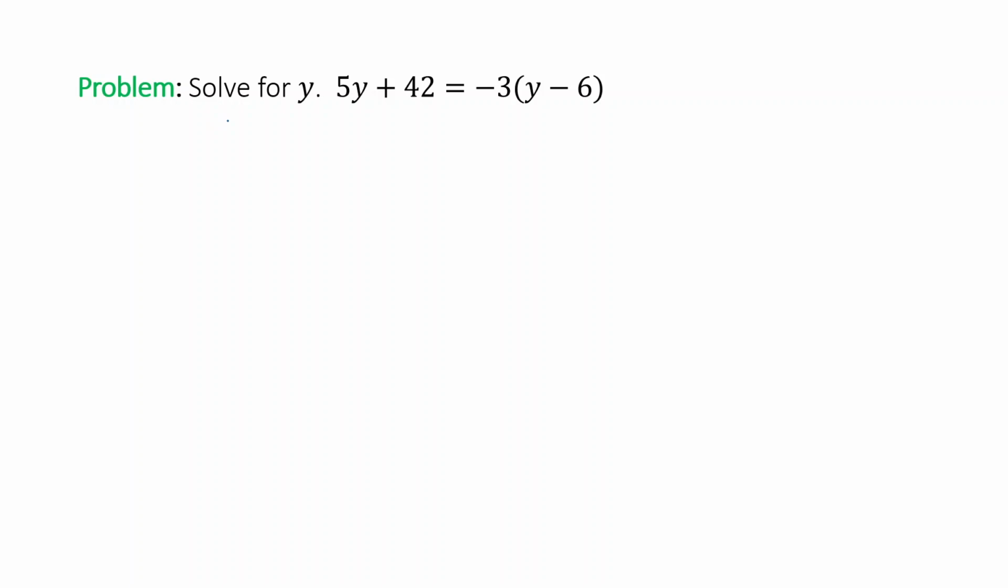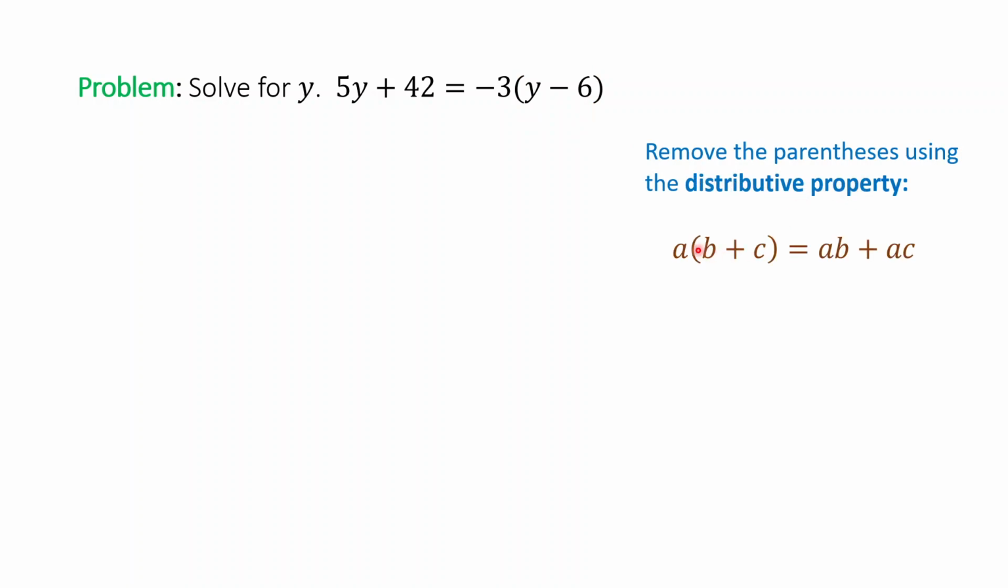Now we are going to do this problem. Solve for y. You need to solve this equation. In this equation, there is parenthesis. So first you need to remove the parenthesis by using the distributive property. This is the distributive property. You have a parenthesis b plus c. This is equal to, you multiply this and this, then you multiply this and this.